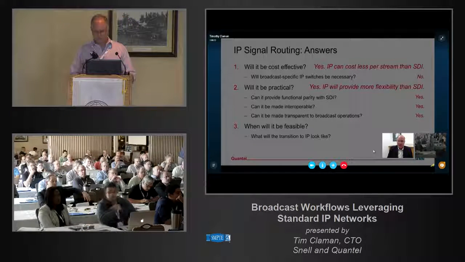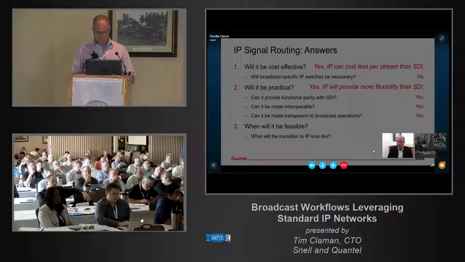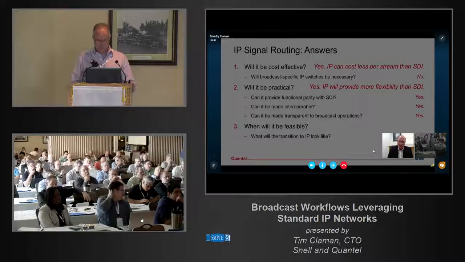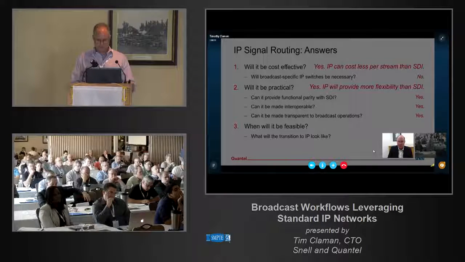Again, it's not always that thrilling to demonstrate IP routing. And in that sense, we've shown that it can be made transparent to broadcast operations. You shouldn't know when you're at the panel whether you're routing IP to SDI, SDI to IP, et cetera. Those permutations should all look and act the same way in your production workflows.